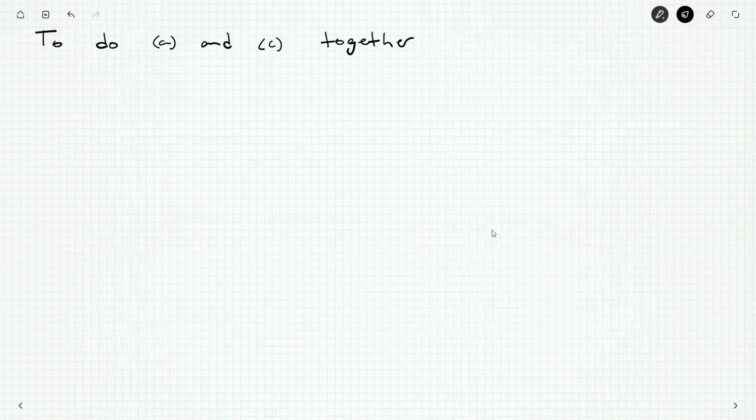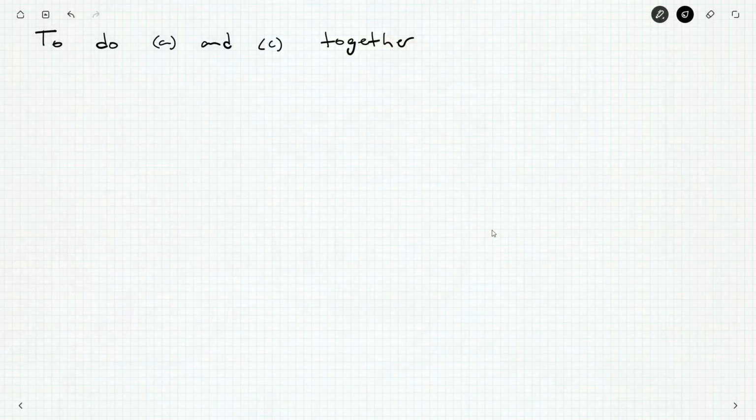To do A and C together, and by no means does this mean we have to do A and C together. Maybe the technique that works for A is just writing out all 24 permutations, whereas the technique for C is something different. But it's such a similar question, I'm inclined to believe we can do them together.